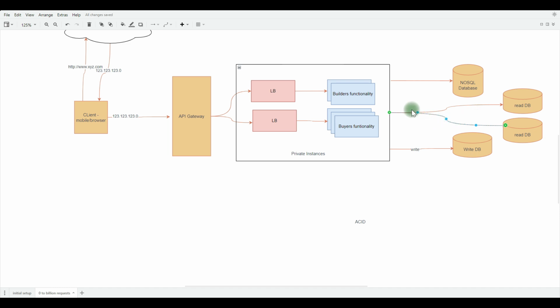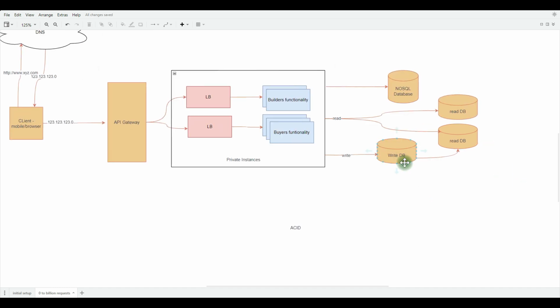Okay, so all the read part, I would say. So now we have divided the traffic of the write and read. So the next question comes in, how is the data coming into this read database? So on the back end, asynchronously data is being replicated to these instances as well, right? So async replication.